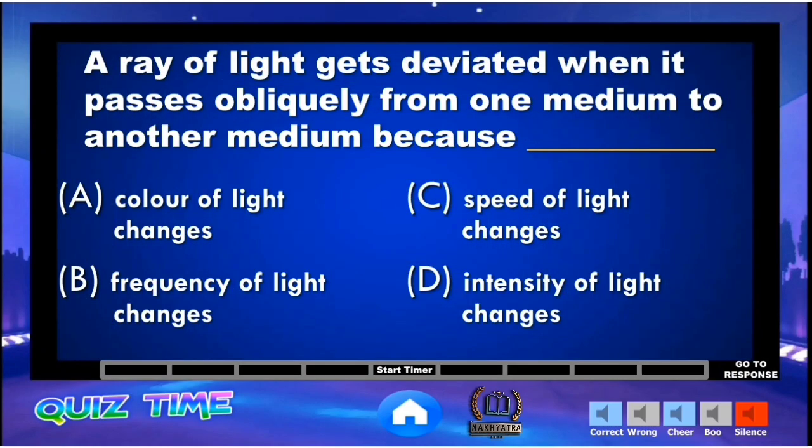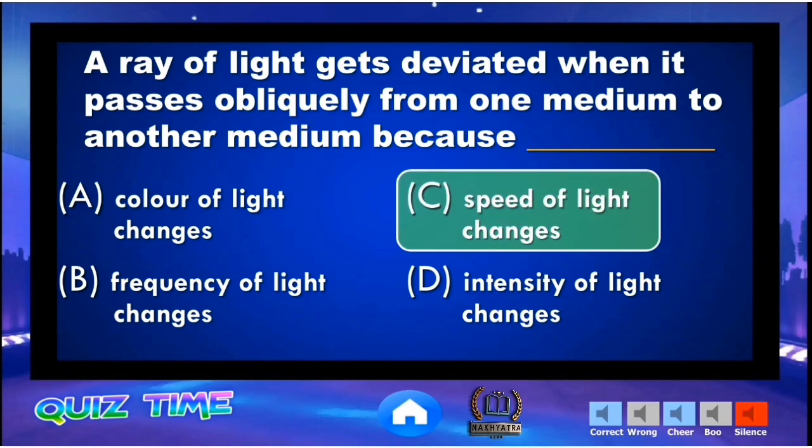A ray of light gets deviated when it passes obliquely from one medium to another medium because, so you have got 4 options. Option A, color of light changes. Option B, frequency of light changes. Option C, speed of light changes. And option D, intensity of light changes. So your time starts now. Okay guys, time's up. So now can you tell me which is the correct option? Yes, option C, because speed of light changes.